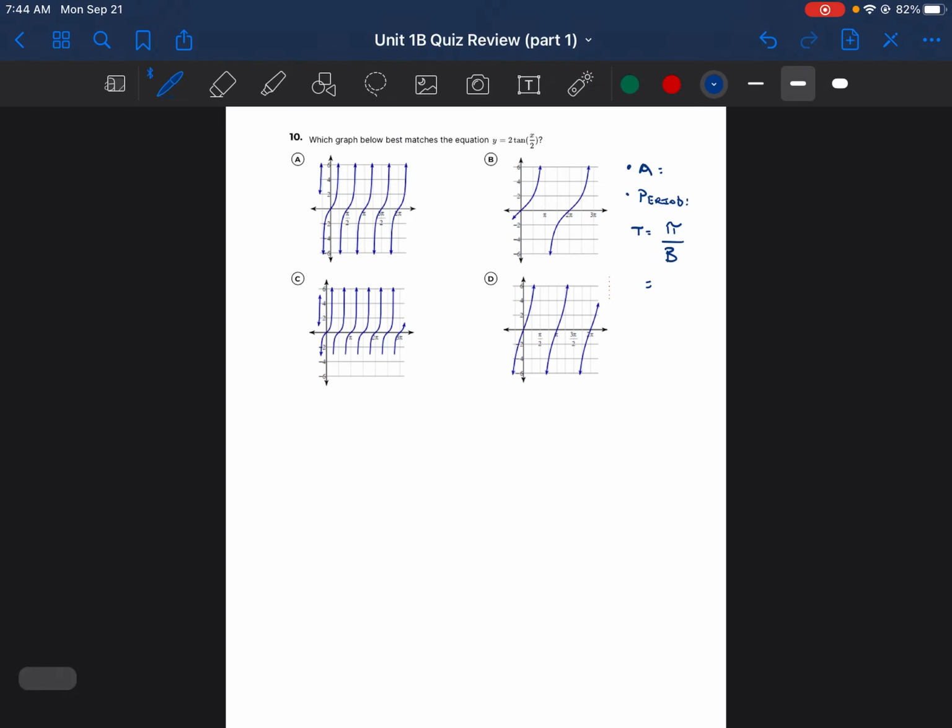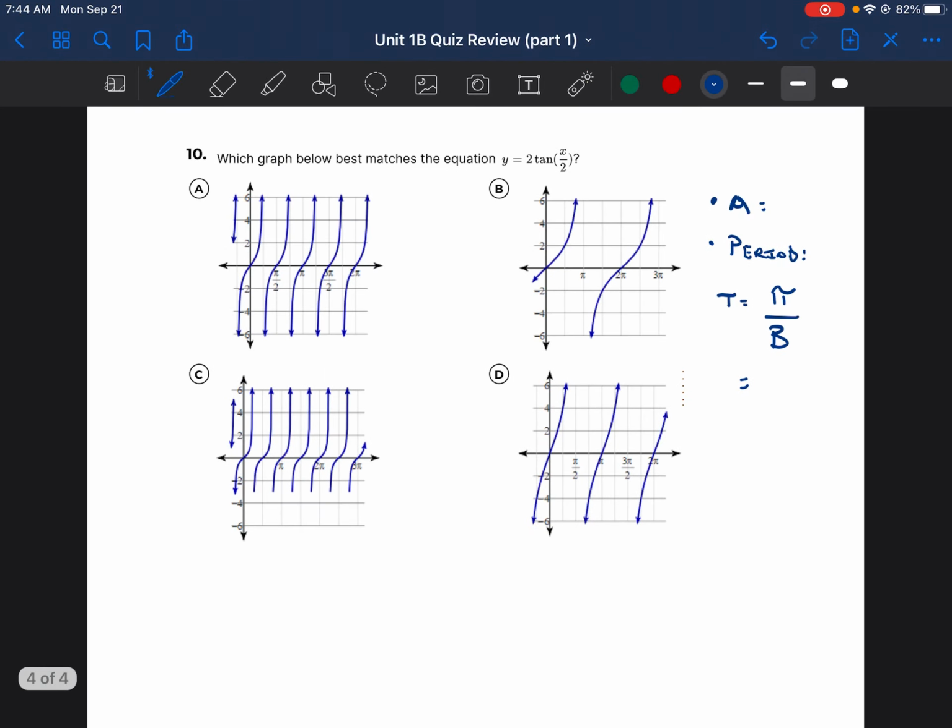All right, and then the last problem for this section of the review, there'll be another Unit 1B quiz review put up tomorrow. So we will find the graph that best matches the equation y equals 2 tangent of x over 2. A couple things, let's look at the A term. So for tangent, again, we don't have an amplitude, but the A term is still significant. It tells us how much we are stretching the tangent function vertically. So we have an A term of 2.